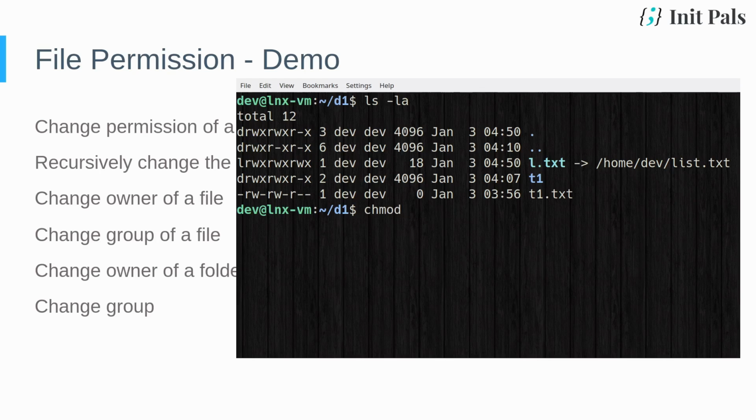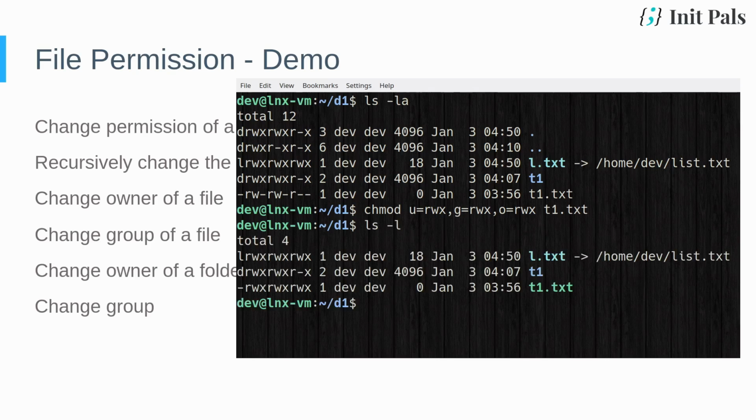Let's start with symbolic mode. Let me try to change the permission of t1.txt and provide the full permission to everyone. Change mode for the user, it is read, write, and execute. For the group, again read, write, and execute. And for others, read, write, and execute, and the file name t1.txt.